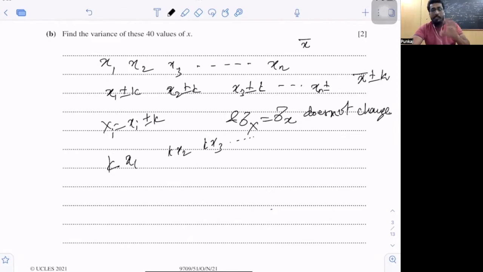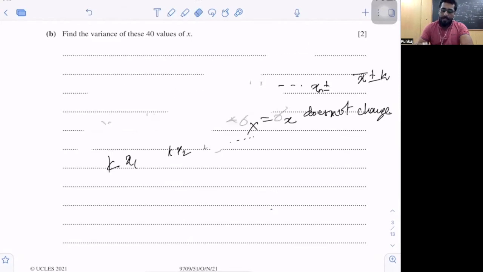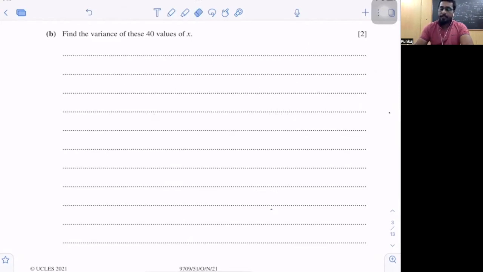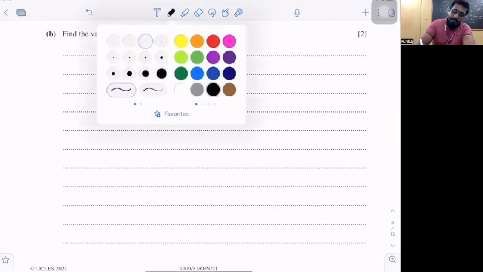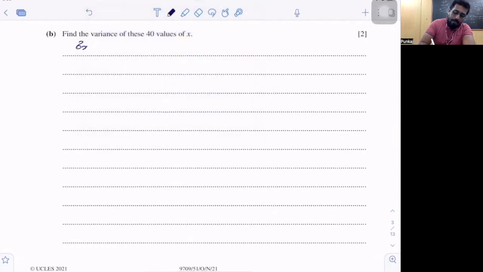So in our question, multiplication and division are not involved, addition and subtraction are involved, right? So the standard deviation for x and the standard deviation for x minus k remains the same. Got it, students? The standard deviation for x and the standard deviation for x minus k remains the same. So I can write here sigma x is equal to sigma of x minus k, or I write sigma of capital X, where I'm going to write capital X as x minus k.